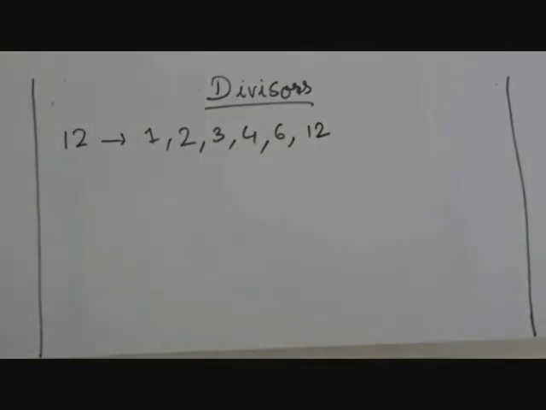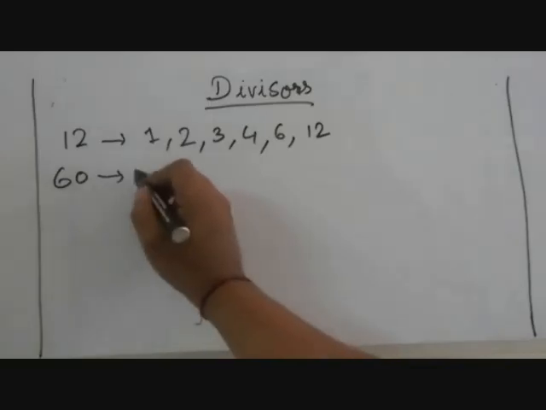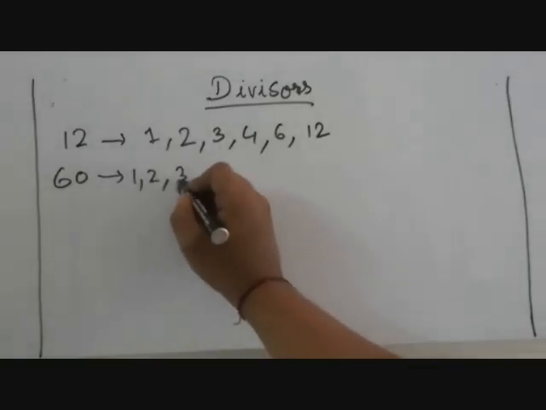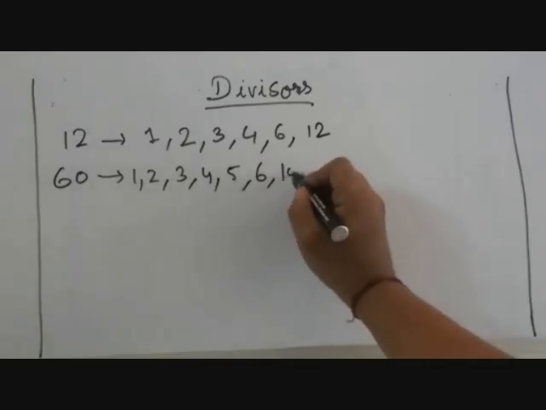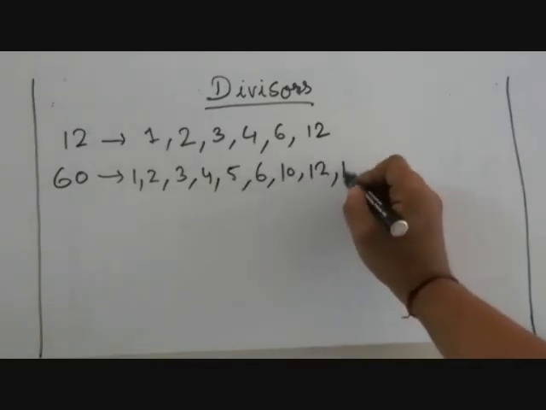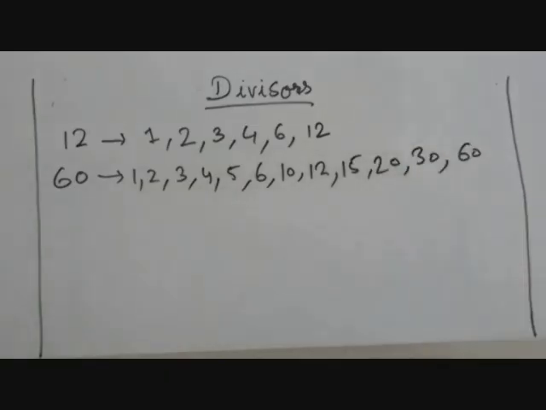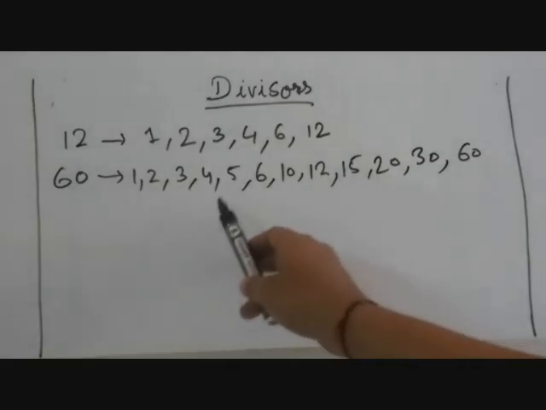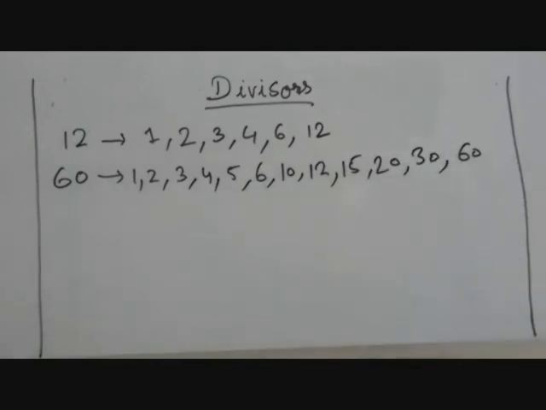Now, once more, let's see the divisors of 60. So, divisors of 60 are 1, 2, 3, 4, 5, 6, 10, 12, 15, 20, 30 and 60. How many divisors are there in all of 60? 1, 2, 3, 4, 5, 6, 7, 8, 9, 10, 11 and 12. There are 12 divisors of 60 in total.